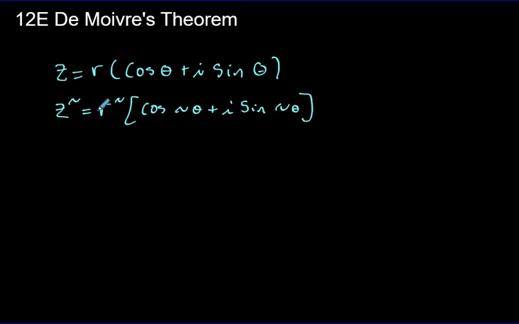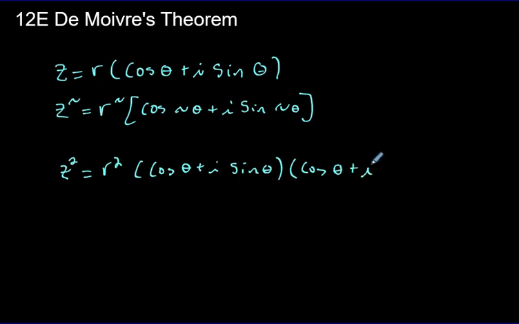So it's actually a pretty easy formula, right? You can just raise to whatever power that is, and the angles become multiples. You can see that pretty easily. Let's say what happens when we square this. Well, r times r is just going to be r squared. And then you're going to multiply cosine theta plus i sine theta times itself, cosine theta plus i sine theta.